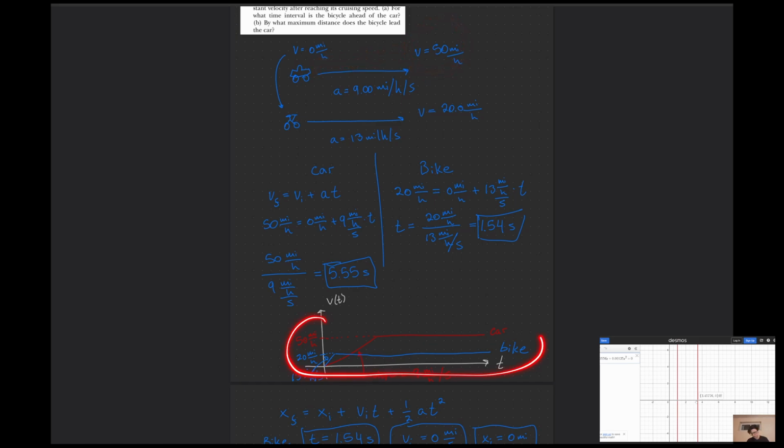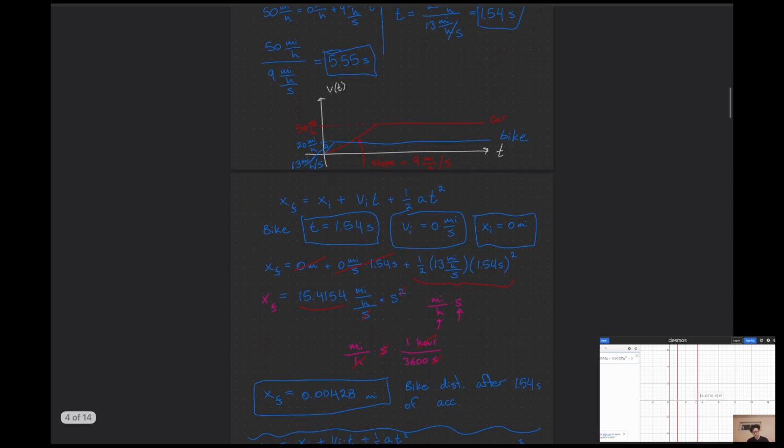Then I plotted this just to show you guys what it looks like. So the bike accelerates at a greater slope than the car, but it accelerates for less amount of time. The time that the bike accelerates for, we saw was 1.54 seconds, pretty important. And the time the car accelerates for is 5.55 seconds. This 5.55 is not too important, but it's pretty useful if you're creating a plot.